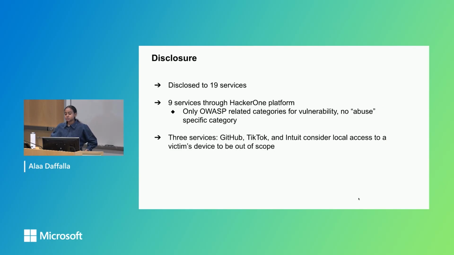So we disclosed our results to the 19 services, and for 9 services we did the disclosure through the HackerOne platform. Unfortunately, there were only OWASP-related categories for vulnerabilities disclosure, so there was no abuse-specific category for these services. 3 services, GitHub, TikTok, and Intuit, considered local access to a victim's device to be out of scope. However, we are still engaging with some of the services and the FIDO Alliance to discuss the impact of our results.